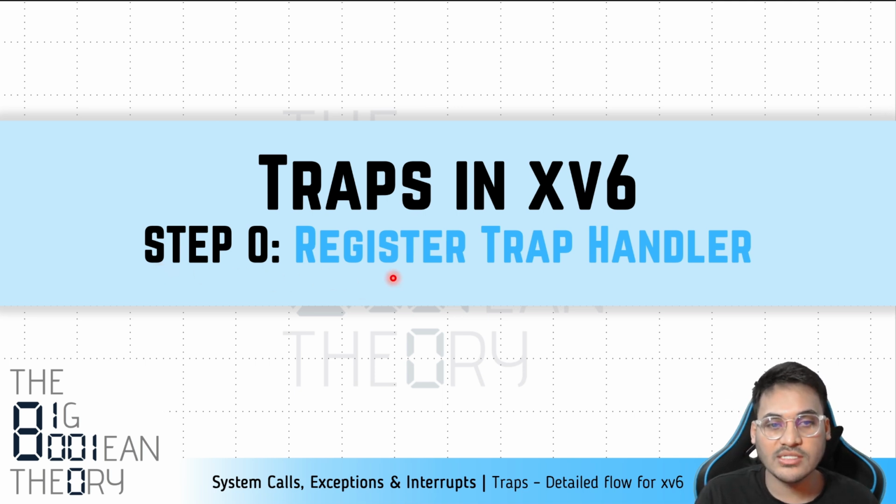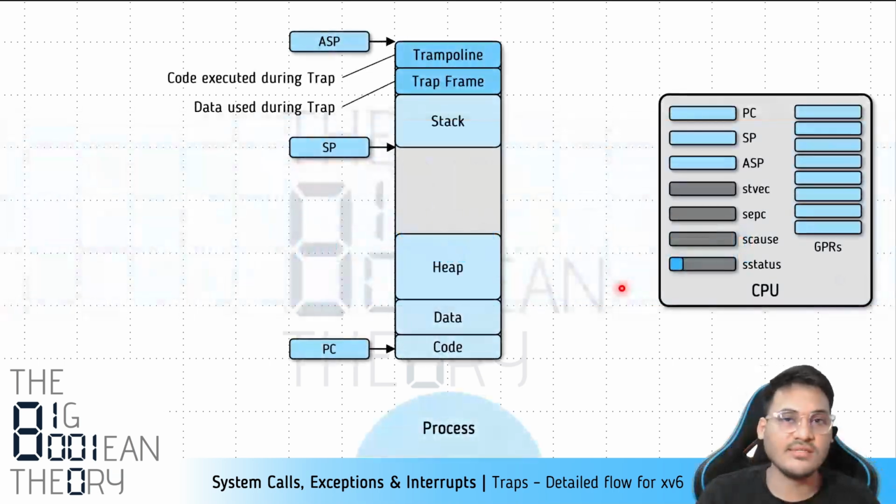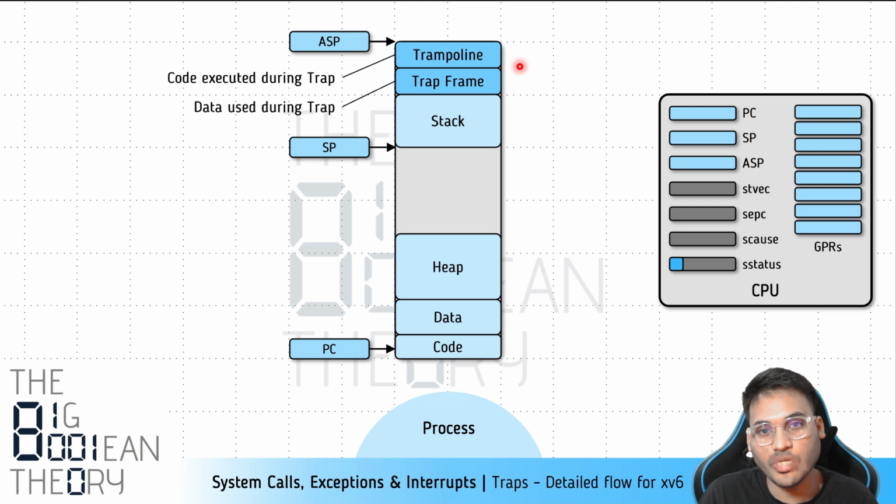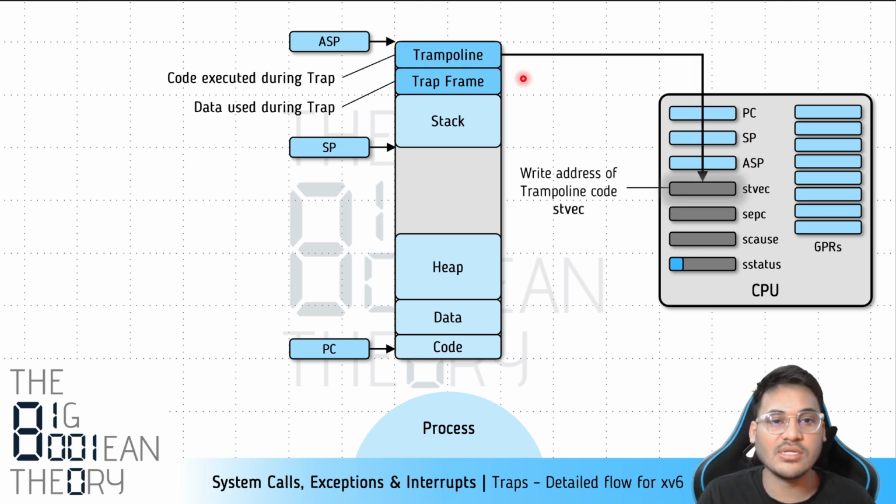So that is about registering the trap handler. Within this step, what happens is that the kernel writes the address of the trampoline. This is the code section, right? As you can see, this is the code which is first executed when we have to handle the trap. So the kernel writes the address of this code section into the trap vector. This is the trap vector register. So, write the address of the trampoline code into the trap vector. This is what basically happens during boot time.